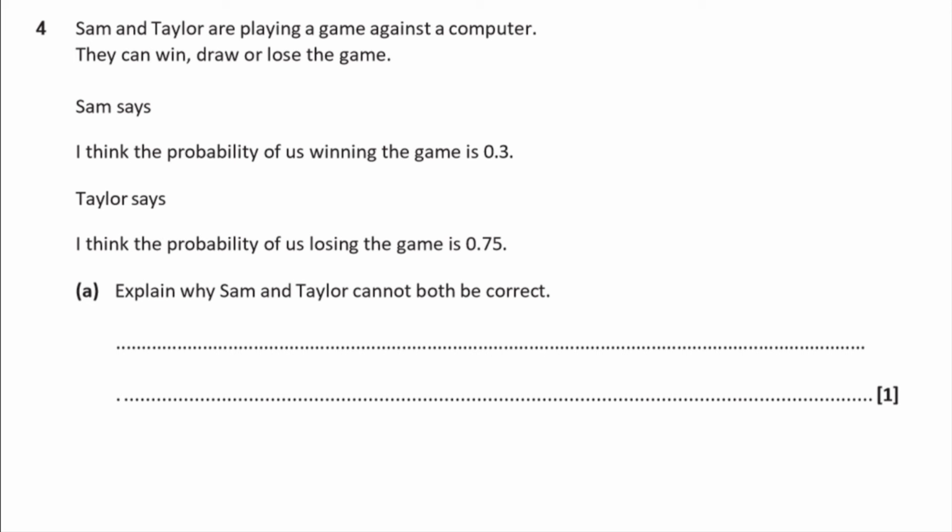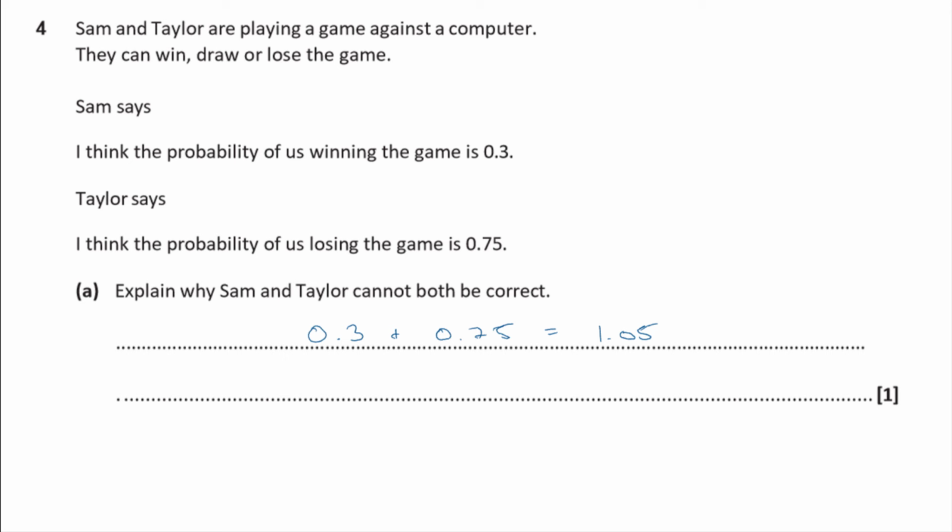Well, because there are 3 options, win, lose, and draw, and together those 3 options should add up to 1. But as it is, 0.3 plus 0.75 comes to 1.05, which is too much, isn't it? Because 1 is certainty in probability, so you can never have a probability over 1.